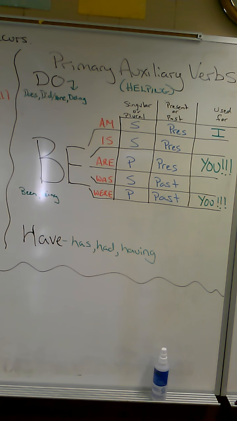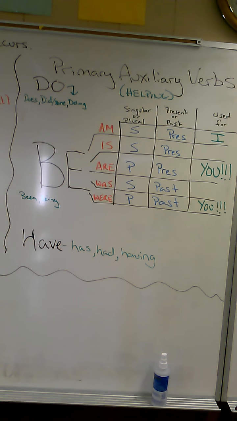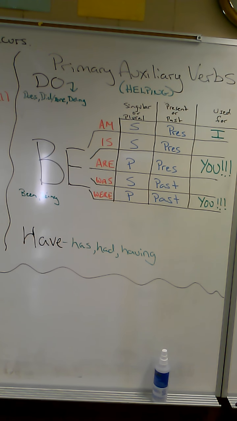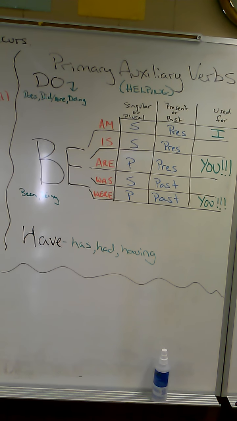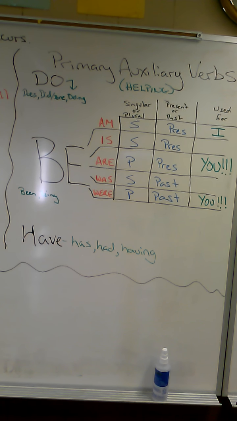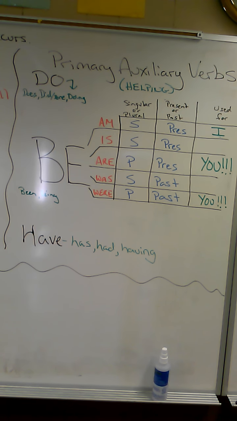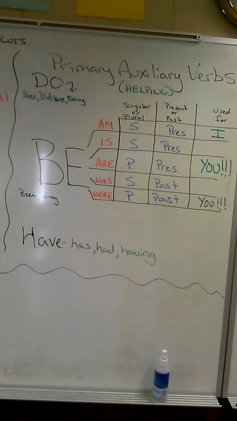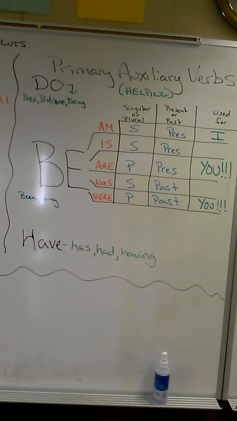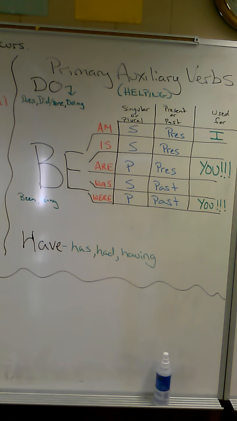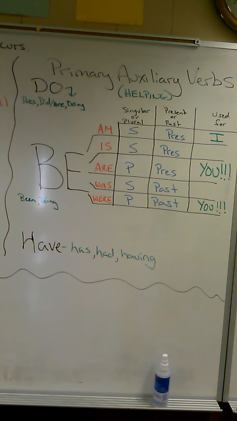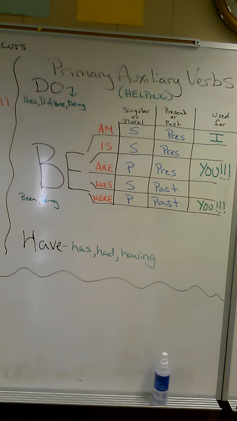Now, you can also use are for second person. Anytime you use you, you will use the plural form. You will use the plural form of be. So if I'm saying you are doing something at this moment, notice it's at this moment, you are. Now, was is for a singular subject, but it's happening in the past.